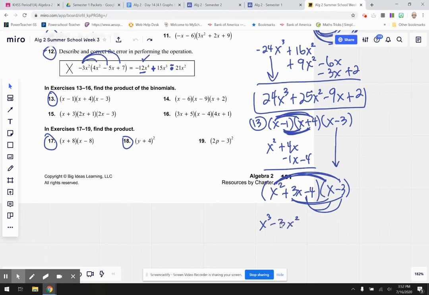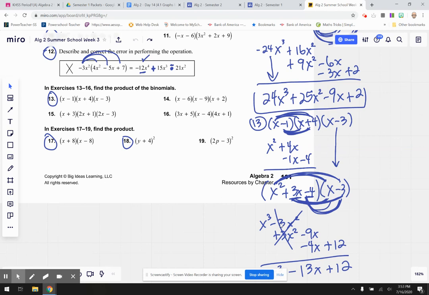Now I go to the second term. 3x times x would be a positive 3x squared. 3x times negative 3 is going to be negative 9x. Now I go to the last term. Negative 4 times x is negative 4x, and I'm putting like terms on top of each other. Negative 4 times negative 3 is positive 12. So you're going to get x cubed, but notice these x squareds cancel, negative 3, positive 3. Negative 13x and plus 12. Okay, so that was 13.